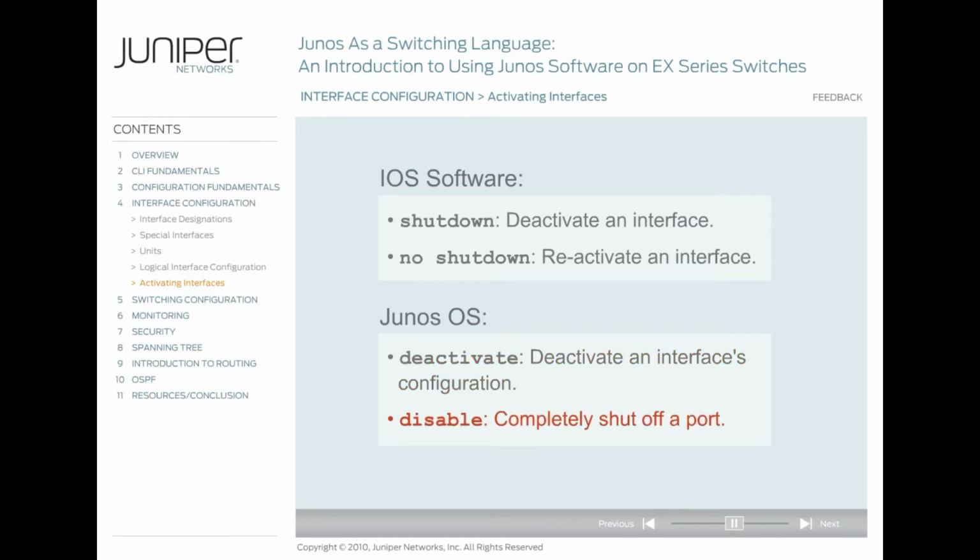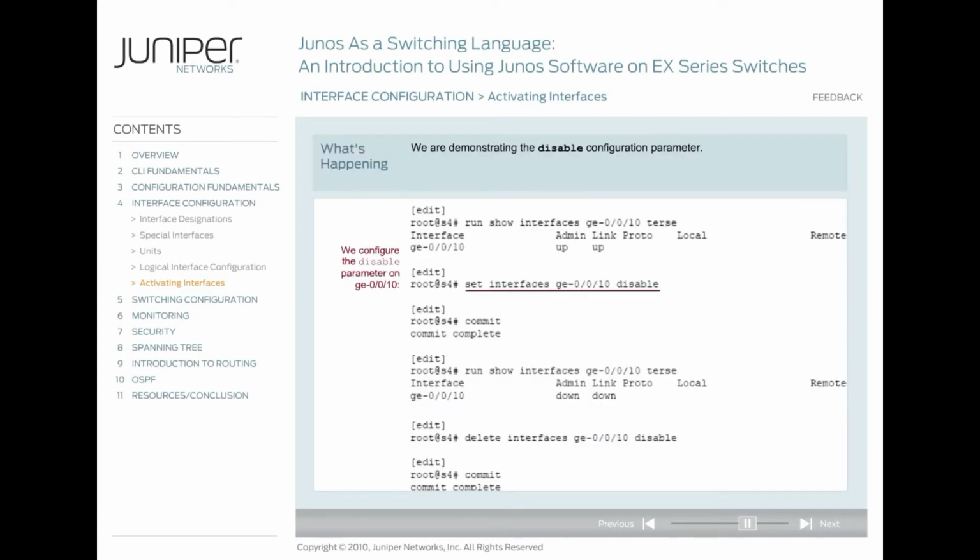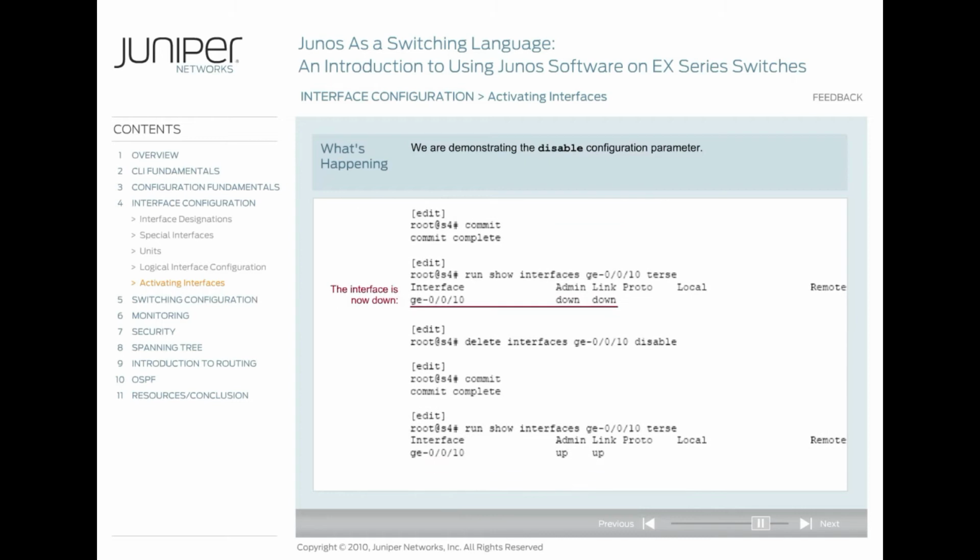To completely shut off a port, you use the disable configuration command. Here, we disable interface ge-0/0/10. As you can see, the interface is now down. To reactivate it, we delete the disable configuration parameter, similar to using no shutdown to reactivate ports in IOS.